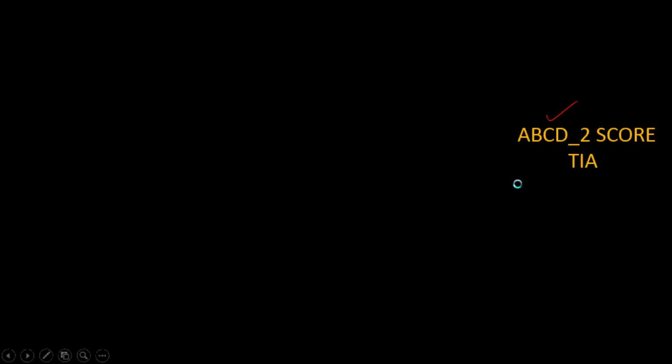Now let's come to assessing the TIA with the help of an ABCD square score. The difference between TIA and stroke is that TIA is a subset of stroke where the symptoms develop and resolve within a period of 24 hours.